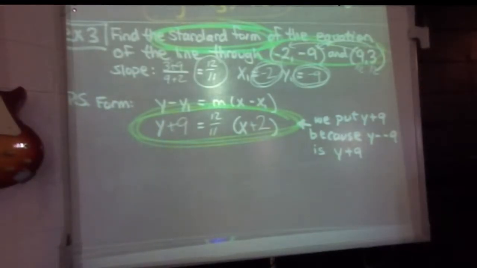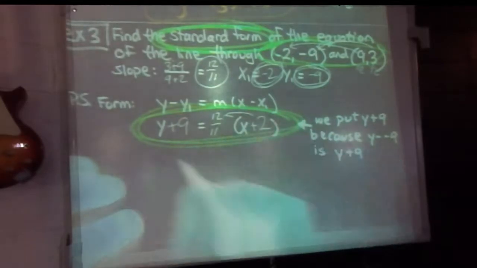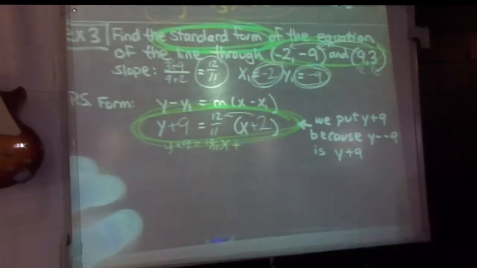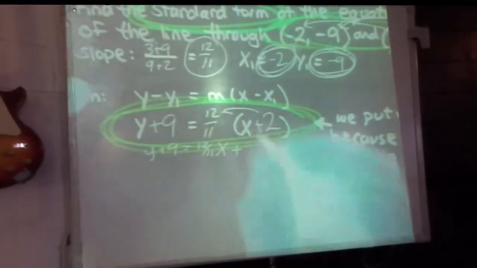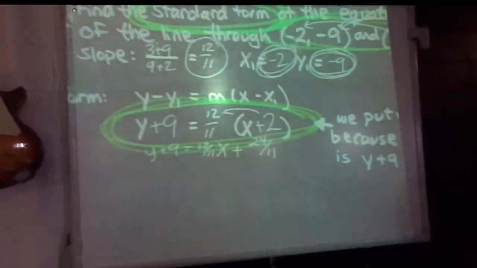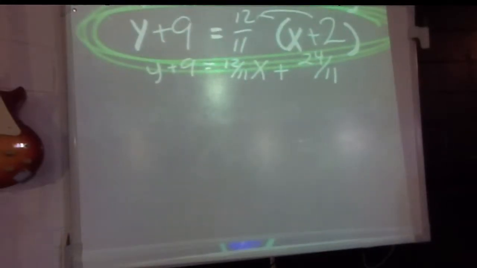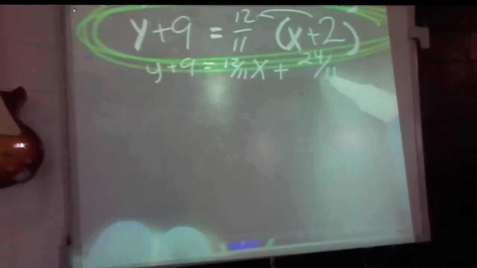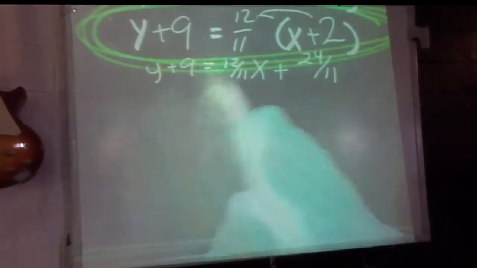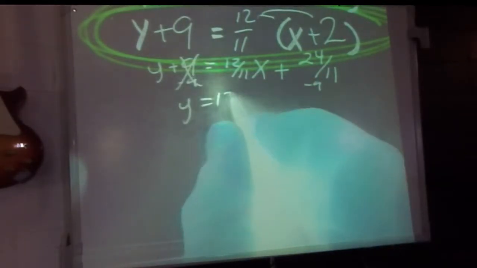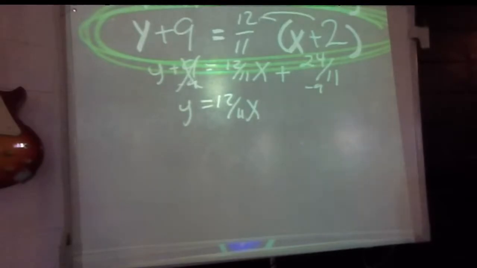All right, my 2 steps. First I gotta distribute. So I got y plus 9 equals 12 11ths x plus 24 11ths. I'll zoom up here. So if I distribute right here, I get 12 11ths x plus 24 11ths. And then what's the second step to get me to y equals mx plus b? Subtract 9. Minus 9. And you get y equals 12 11ths x, and then you got to go 24 11ths minus 9.